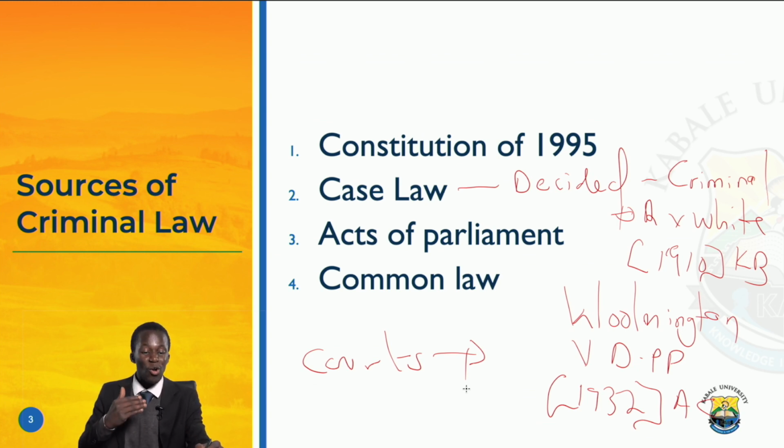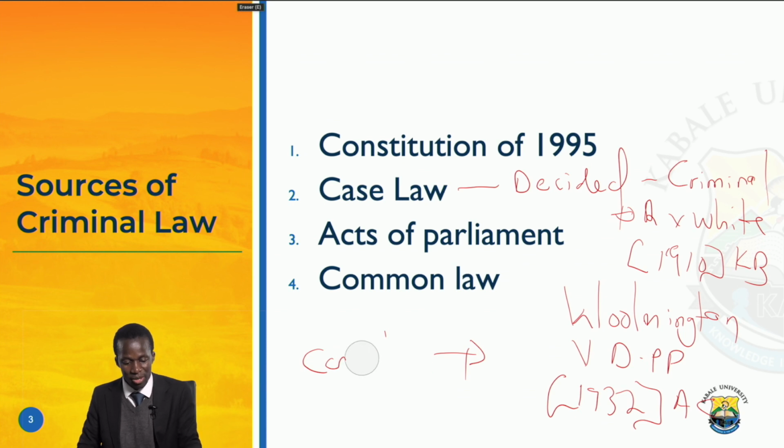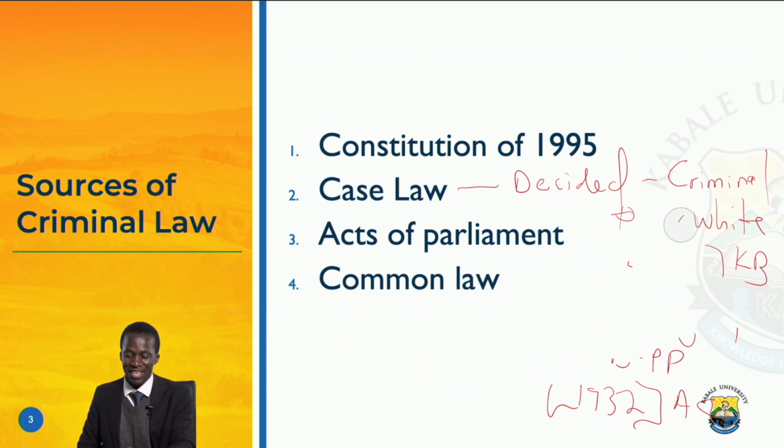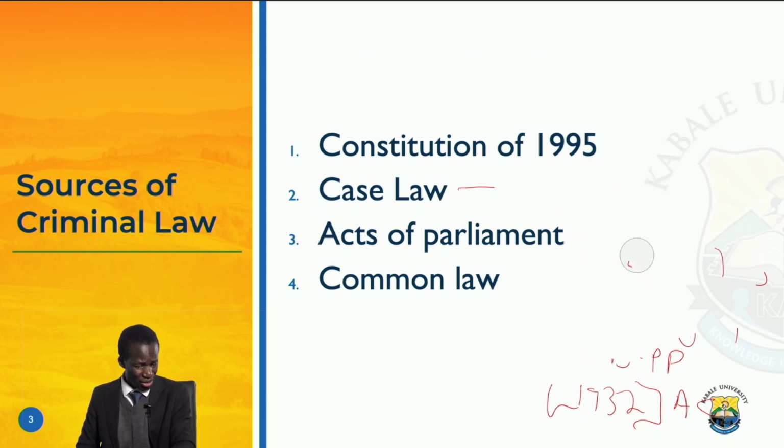Now, apart from that, that is source of criminal law number 2. We have source of criminal law number 3. Number 3, we are going to be looking at what we call the Acts of Parliament. What basically do we mean by this? And when are they relevant, or why are they important as another source of criminal law?